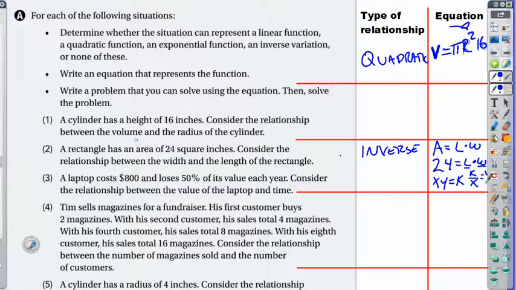And that makes a whole lot of sense, because let's say I have a length of 2. If I have a length of 2, what's my width? Well, I'd say 24 divided by 2 is 12. All right, 3.